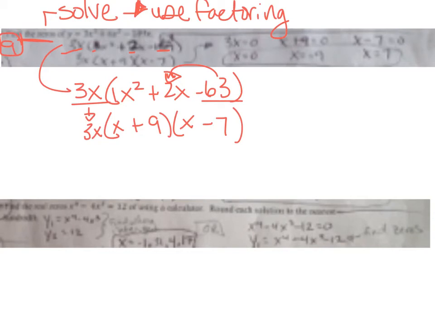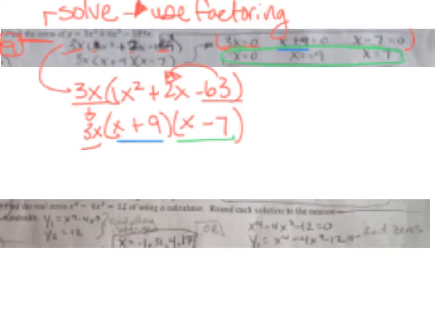And remember, we set each linear factor equal to 0. So 3x gets set equal to 0, x plus 9 gets set equal to 0, and x minus 7 gets set equal to 0. So we solve those 3 separate equations, and we get our 3 solutions of x equals 0, x equals negative 9, and x equals 7. And that's just from solving by isolating the x, by adding the 7 to the other side, subtracting the 9 over, dividing by the 3.